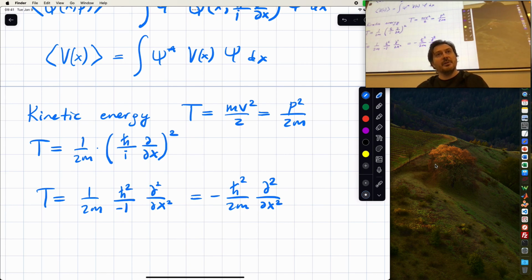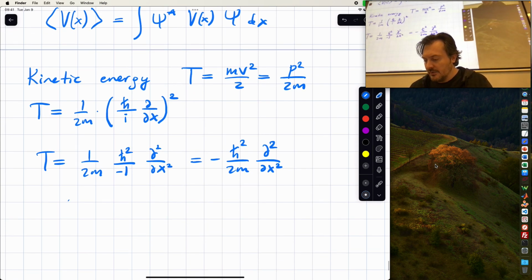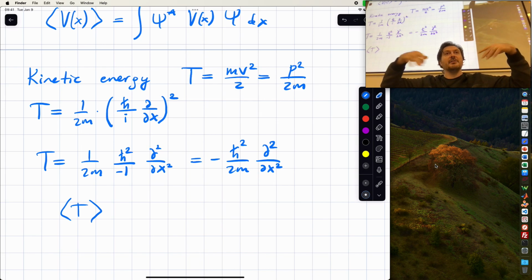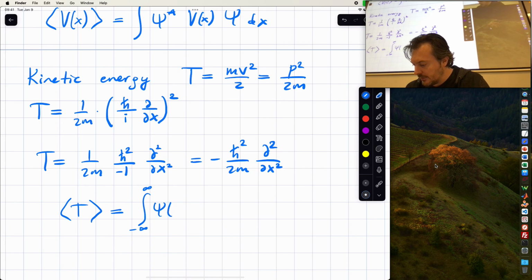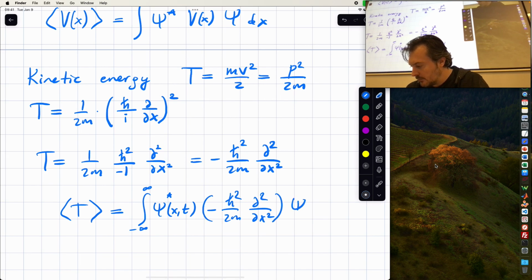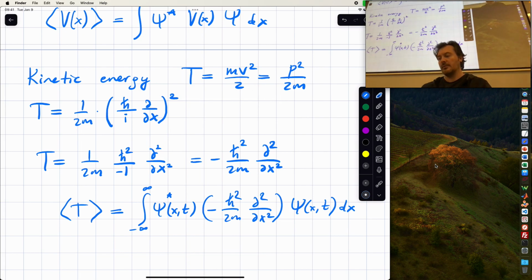So once I give it as an operator, now I can ask the same question. If I do a measurement of kinetic energy of a certain particle represented by a wave function, what do I expect to get on the average when I do multiple measurements? What I expect to get is the integral of psi of x,t with star, and then you just plug in this. Do you see what I did? Yes. I just plugged in the operator, right?